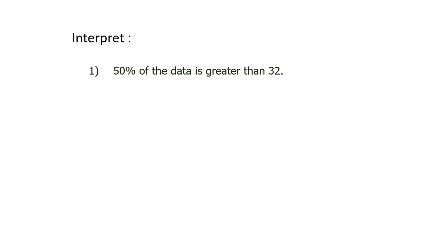Remember, the median is 32, right? So we just mentioned that 50% of the data is greater than 32, because 32 is the median. Half of the data should be greater than the median. Secondly, we know that 15 is Q1 and 46 is Q3. Between Q1 and Q3 is also 50%. So you can also mention that 50% of the data is between 15 and 46.